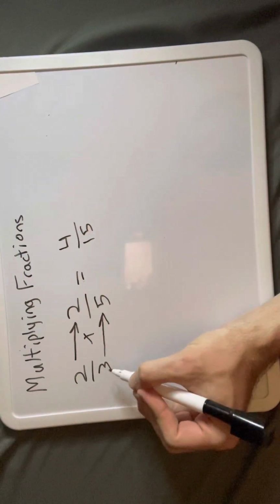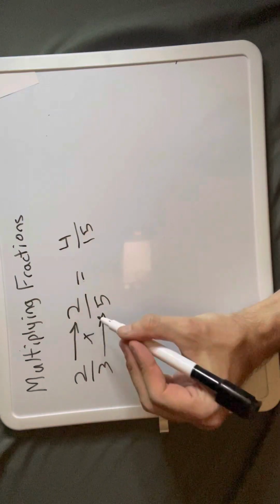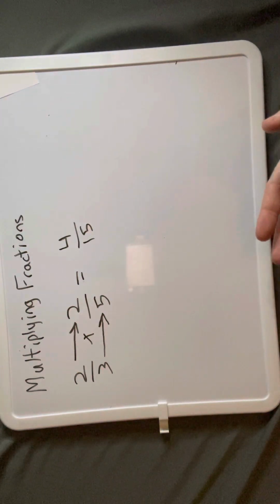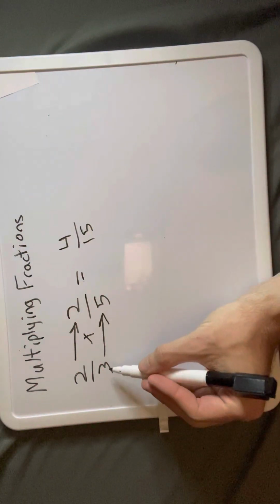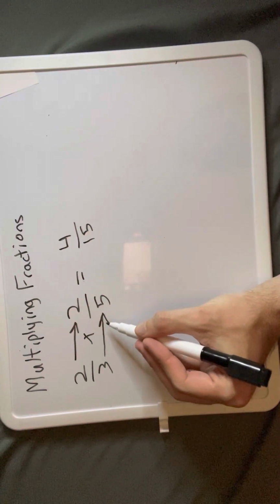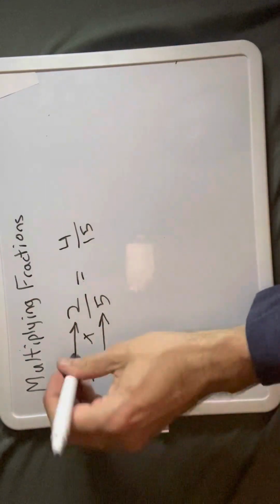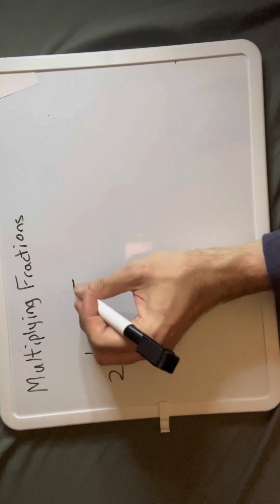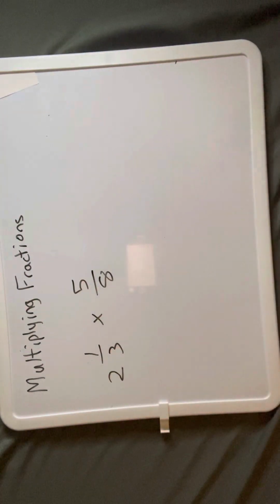So 2 times 2 over 3 times 5 would equal 4 over 15. So much simpler this way. All you have to do is cross multiply. Now, what do we do though if we have to multiply a mixed number? That's a pretty good question, and it's something that's going to come up. So if we have something, say, like 2 and 1/3 times 5 over 8. What do I do in this scenario?